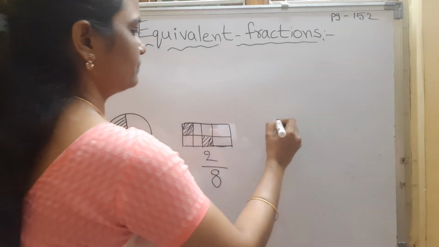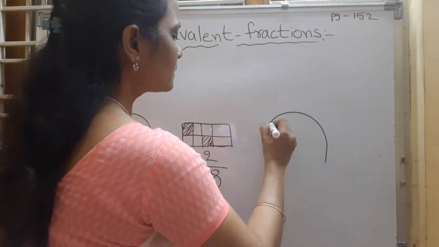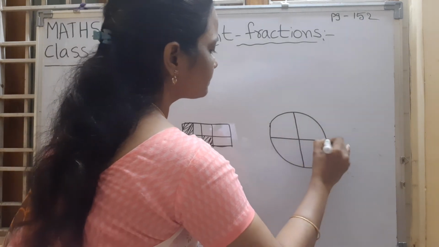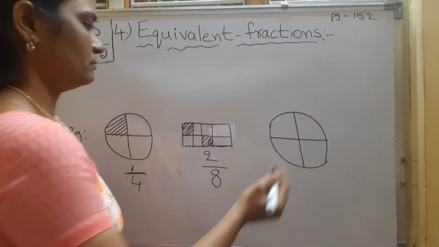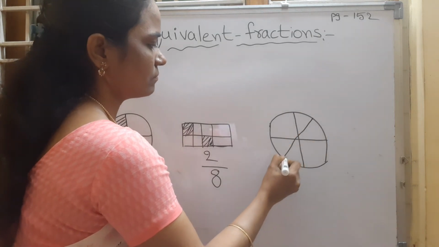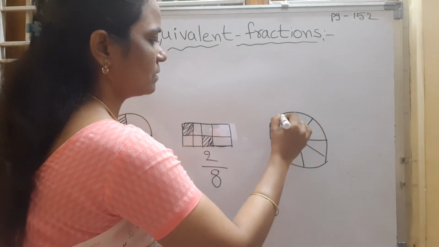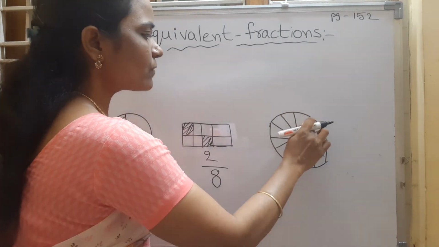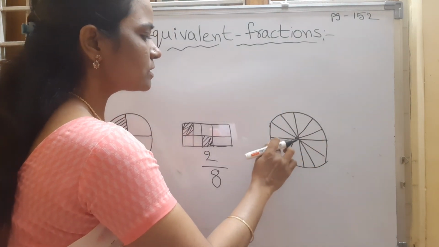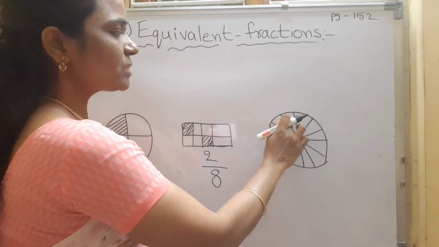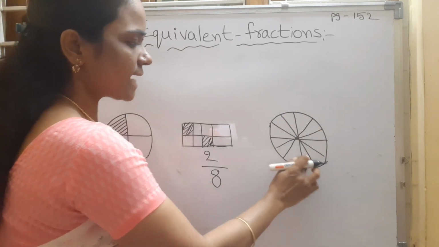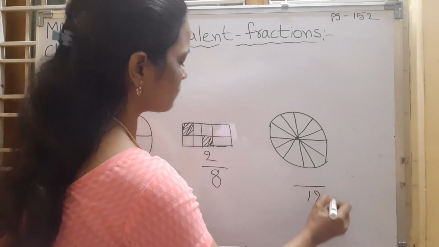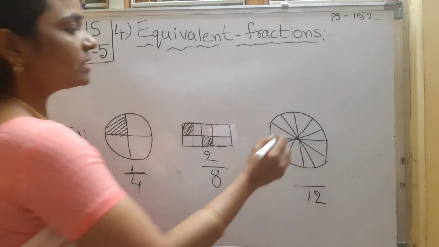Next take another shape. 1, 2, 3, 4, 5, 6, 7, 8, 9, 10, 11, 12. Total 12 are there. Out of 12, only 3 are colored.